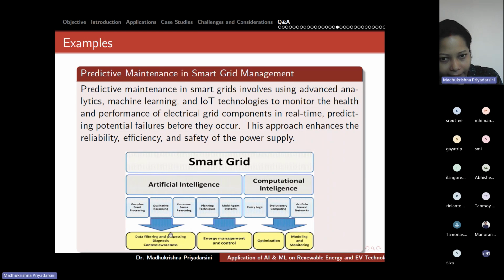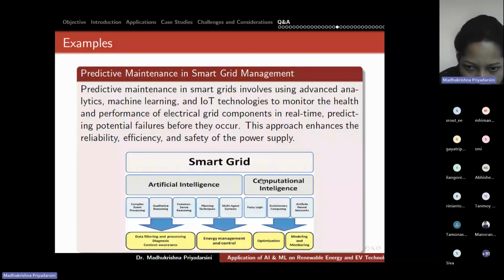So this is one diagram which basically shows how artificial intelligence and computational intelligence both work in the smart grid environment. Here we have the data filtering and processing options, and then the energy management control and optimization. If there are any efficiency measures, then we go for optimization, and then we can have the modeling and the monitoring. So suppose you want a certain kind of output, then you can prepare your model accordingly and then monitor how the output is coming from that model. So that is the modeling and monitoring term.